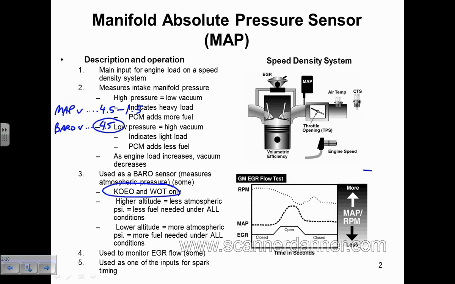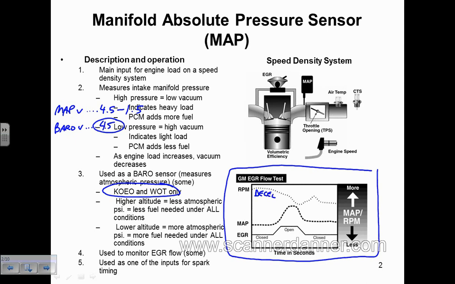So this is just a generic picture. And what we're looking at here would be a decel condition. Right here, you see the RPM dropping. So this engine is decelerating. If the engine is decelerating, what type of vacuum levels are in the intake manifold? If we're decelerating, our throttle is closed. And our RPM is high, right? So actually, vacuum is our highest during a decel.